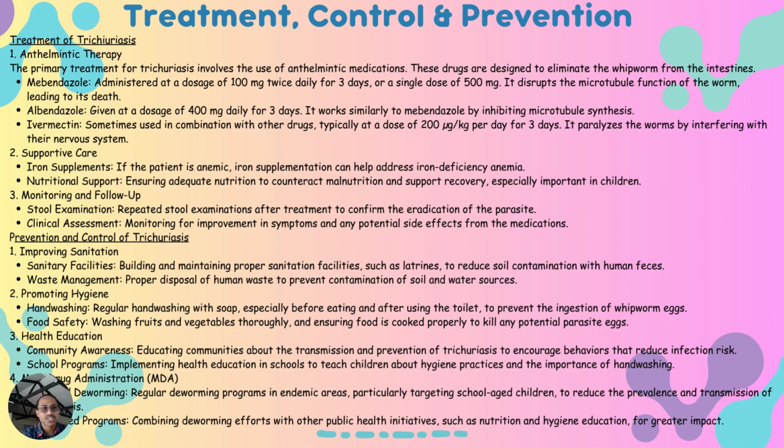Some methods of prevention and control of trichuriasis. You may improve sanitation by building and maintaining proper sanitation facilities such as latrines, reducing soil contamination with human feces. You can properly manage waste to avoid human waste from contaminating soil and water sources. You may also promote hygiene like hand washing, food safety, washing of fruits and vegetables thoroughly, and ensuring the food is cooked properly to avoid any potential parasite eggs.